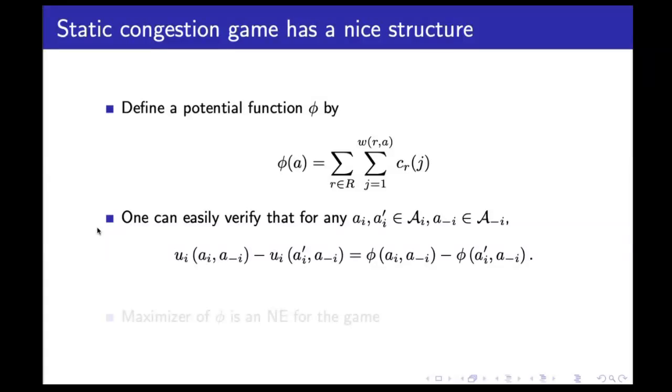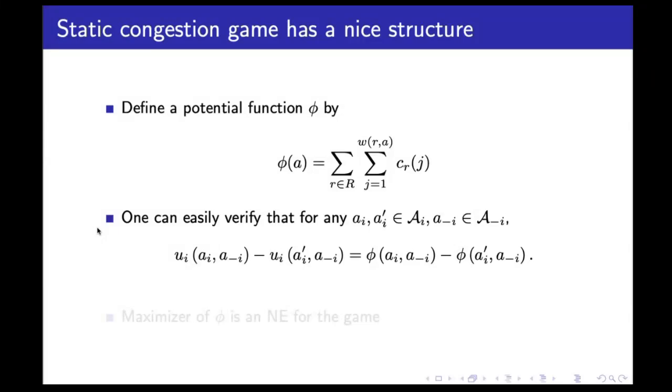So why is this structure so nice and so important here? Let's think, for example, if the current profile a is already the optimizer for this common potential function phi, then what happens? If I change it into a_i prime, you will have a worse value. And this equals the change in the u_i here. So player i wouldn't want to change into a_i prime either, because of the equality here. And it holds for all the players. Now what happens? No player wants to change anymore. It is a Nash equilibrium.